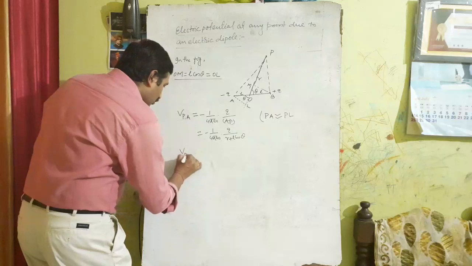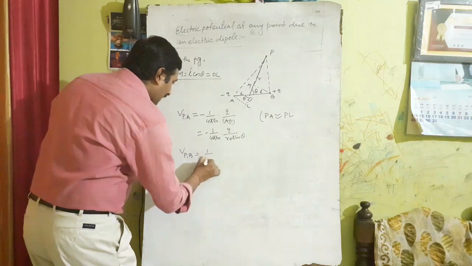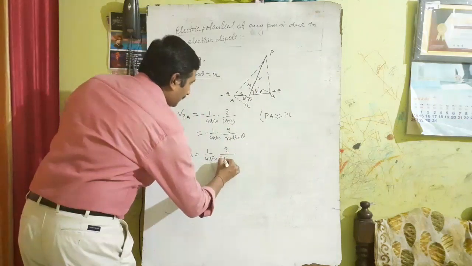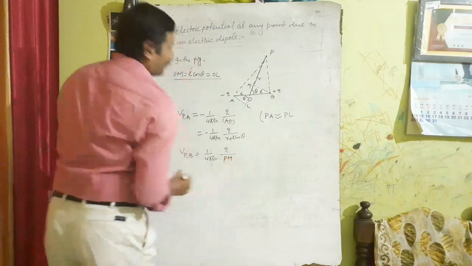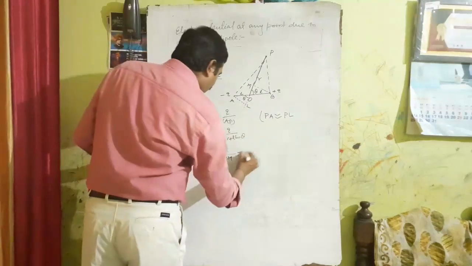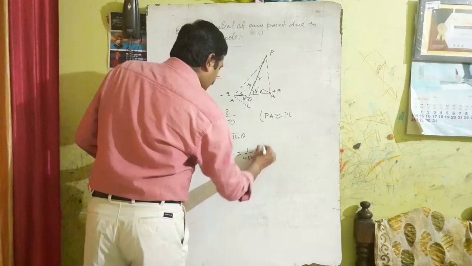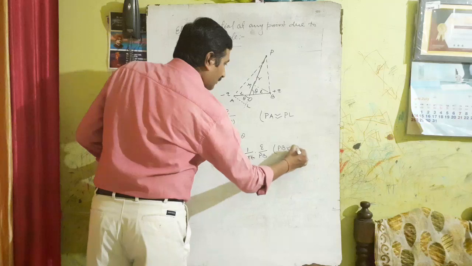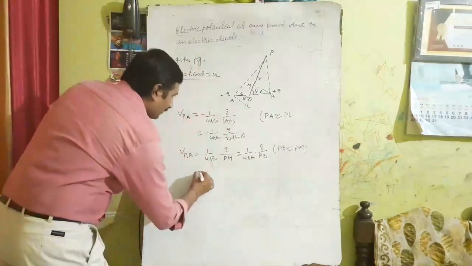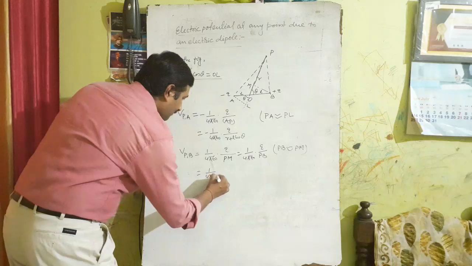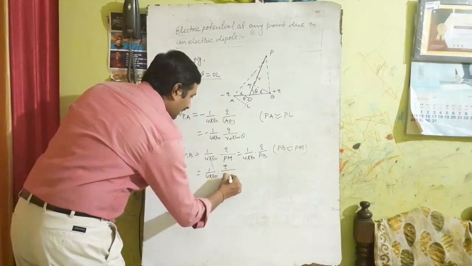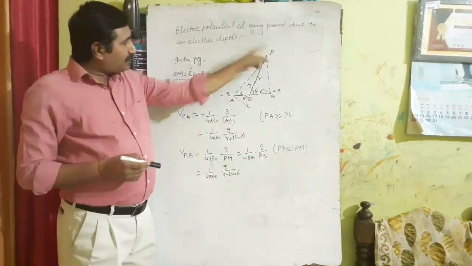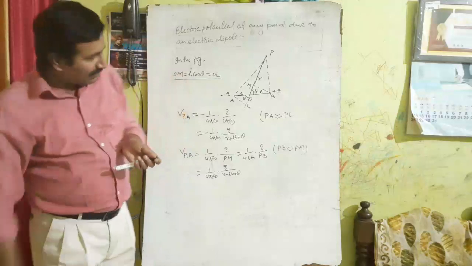Similarly, VPB is equal to 1 by 4 pi epsilon naught Q by PM, which is equal to PB, or 1 by 4 pi epsilon naught Q by PB. Here PB is equivalent to PM. So this is equal to 1 by 4 pi epsilon naught Q by R minus L cos theta. So these are the electric potentials at point P due to minus Q and plus Q respectively.